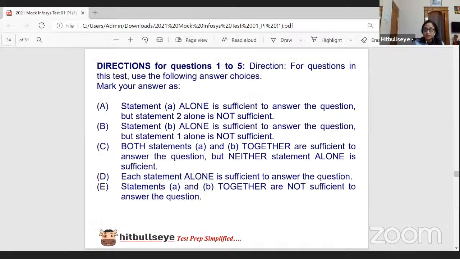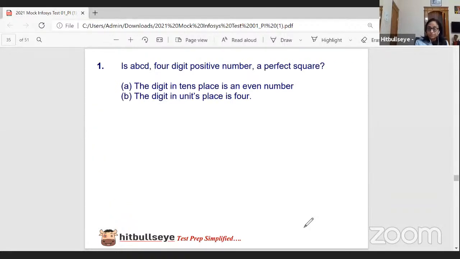So this is the set of information, the way you have to mark the options. But yes, of course, as I said, first try A, B, and D. Then in the second step, try C. Then in the third step, try E. Try this.